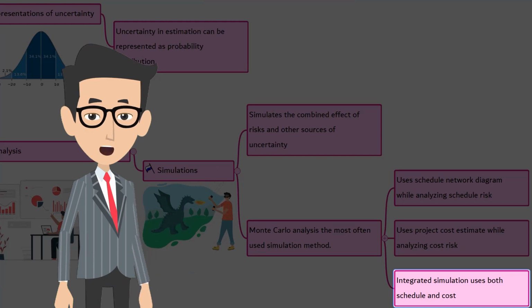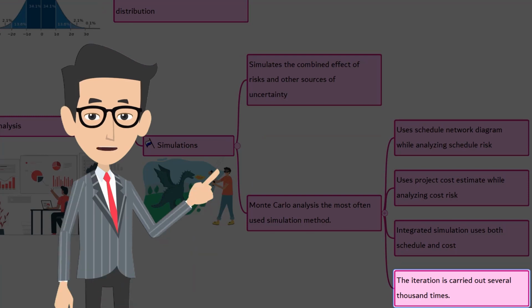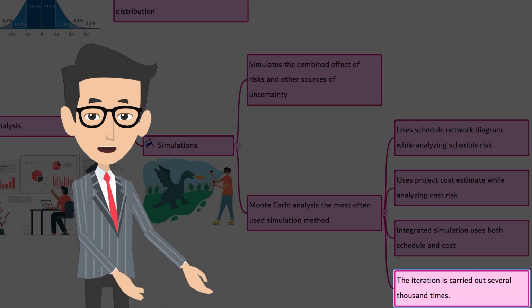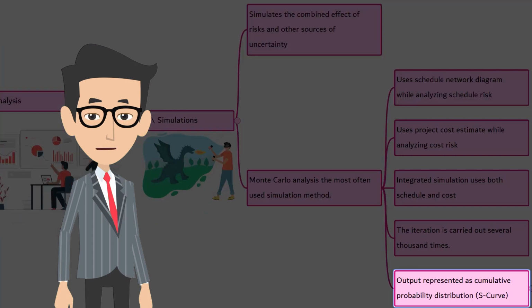During the analysis, the input values such as duration estimate and cost estimate are chosen randomly for each iteration. The iteration is carried out several thousand times. The output represents the range of possible outcomes for the project, such as project end date, project cost at completion, etc. The output is represented as a histogram or cumulative probability distribution, also called an S-curve. This helps to understand the probability of achieving the outcome.